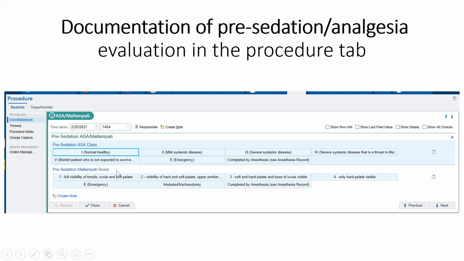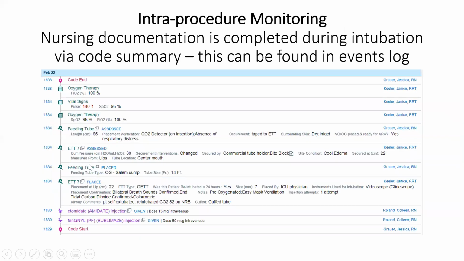We don't always have a Mallampati score in our patient if there's an emergent intubation, but luckily there's a little tab that's marked E for emergency. So if for some reason your patient's crashing and you haven't had the time to do that airway assessment prior to intubation, you can click E. If for some reason you know nothing about the patient and you're intubating them without any awareness of their ASA class, you also could click E for emergency in your ASA and Mallampati scoring tab.